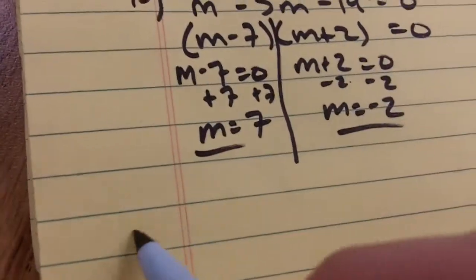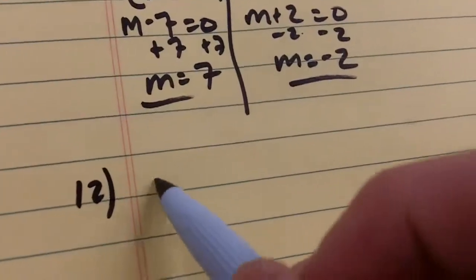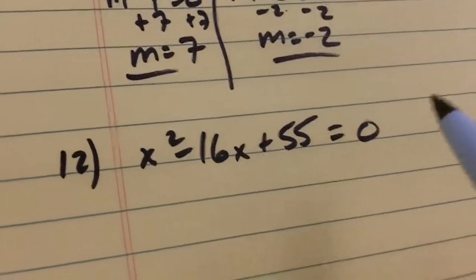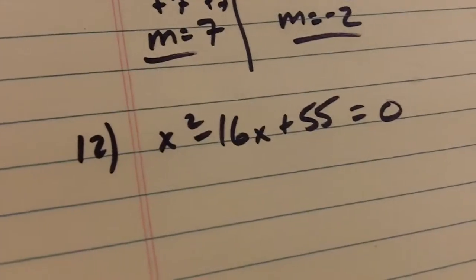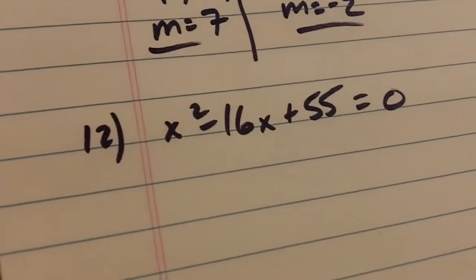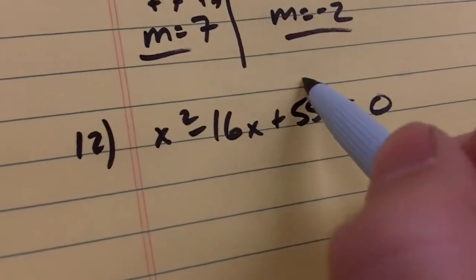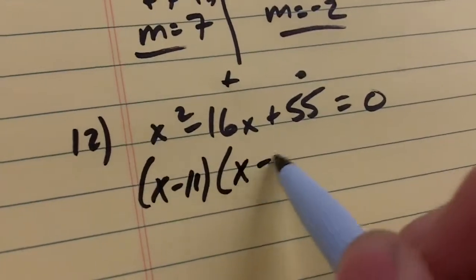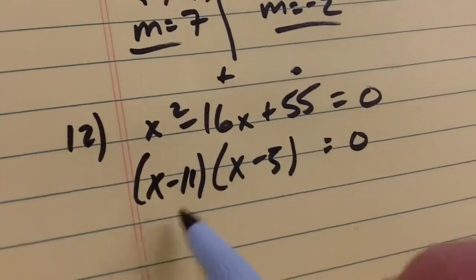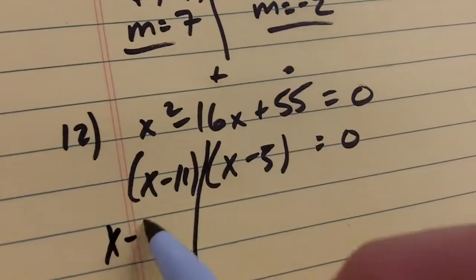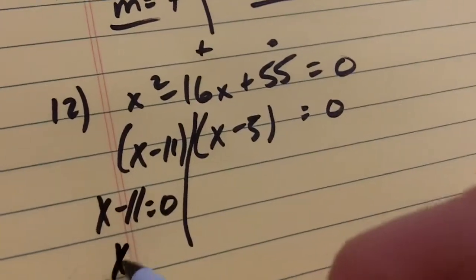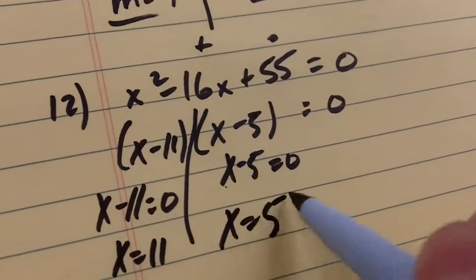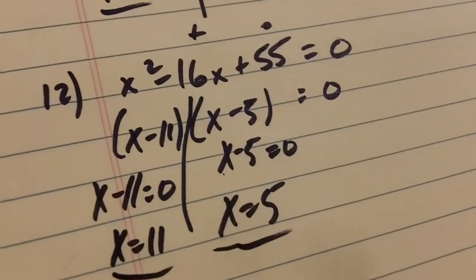I'm going to skip to 12. 12 says x squared minus 16x plus 55 equals 0. Again, this looks like one that we're going to have to factor. So if you're going to factor this, find two numbers that multiply to 55 that add to -16. This is kind of cool because it's going to be (x - 11)(x - 5) = 0. Zero product property, x minus 11 equals 0, so x equals 11, or x minus 5 equals 0 and x equals 5. And those are my two solutions, 11 and 5.